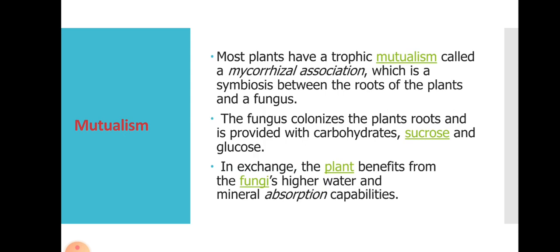Most plants have a tropical mutualism called a mycorrhizal association, which is a symbiosis between the roots of the plants and the fungus. The fungus colonizes the plant's roots and is provided with carbohydrates, sucrose, and glucose. In exchange, the plant benefits from the fungus' higher water and mineral absorption capabilities.